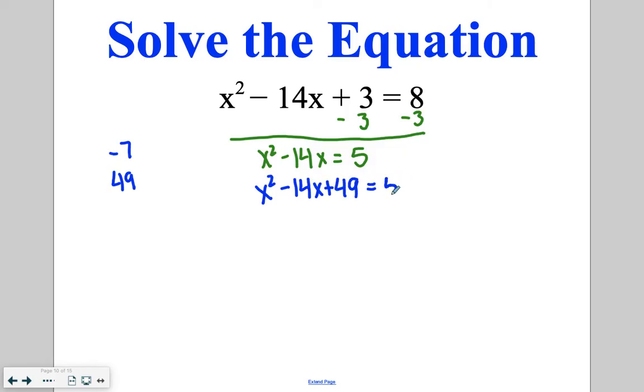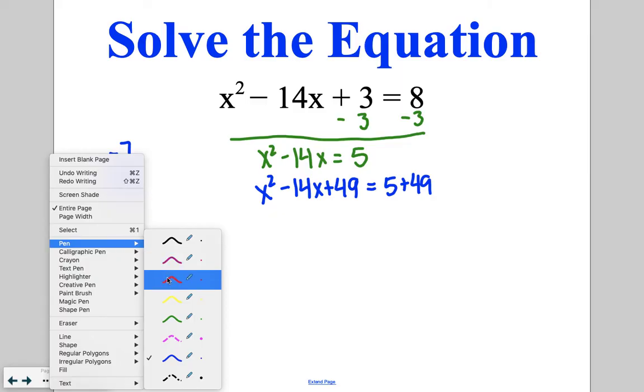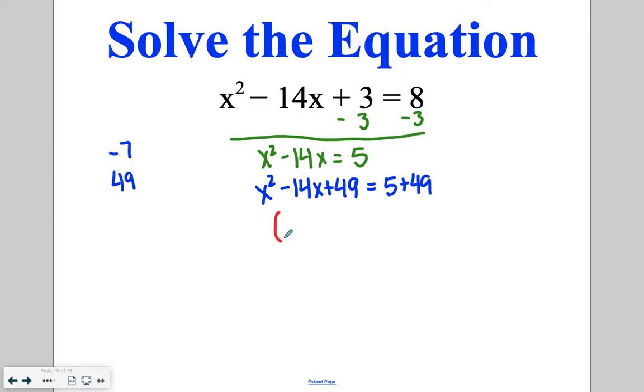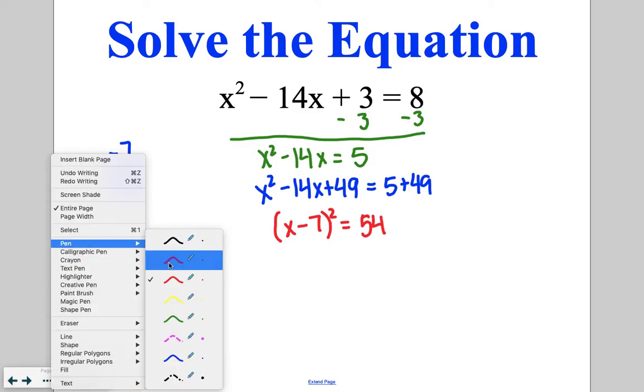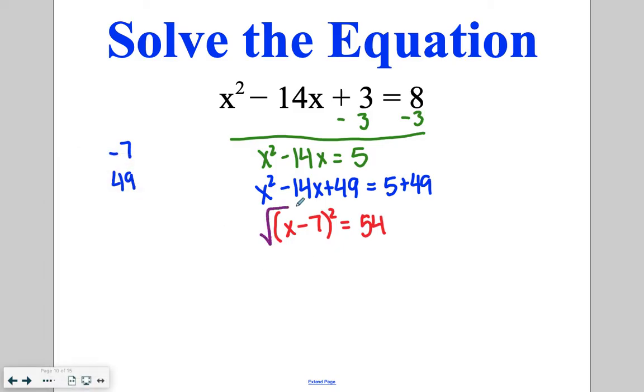So it looks like this. Then I need to do my factor and simplify. What that means in this case is I'm going to take x, and then we have that half value, which is negative 7 squared, is equal to 5 plus 49, which is going to be 54. Then we need to square root both sides of this equation.